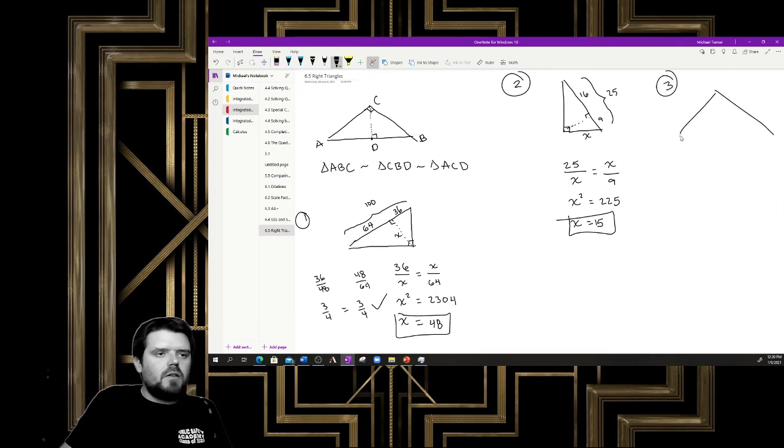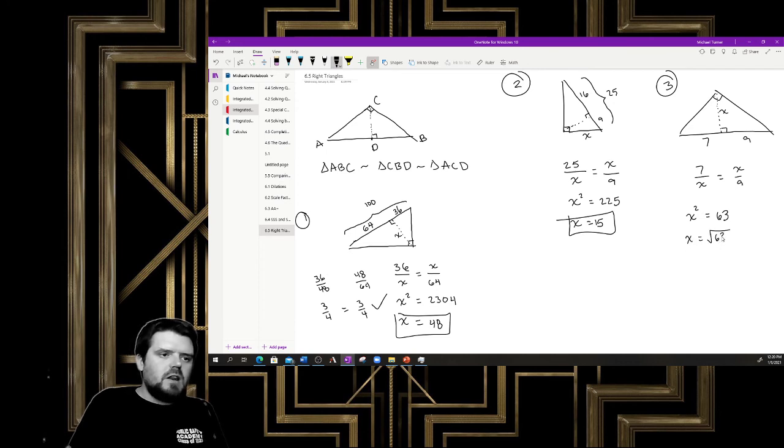Let's do one more, number 3. Draw my altitude here, large triangle. Let's say this side is 7, this side is 9. I want to know what the missing side is. So same thing, 7 over x equals x over 9. Cross multiply, I get x squared equals 7 times 9, which is 63. And then I will take the square root.